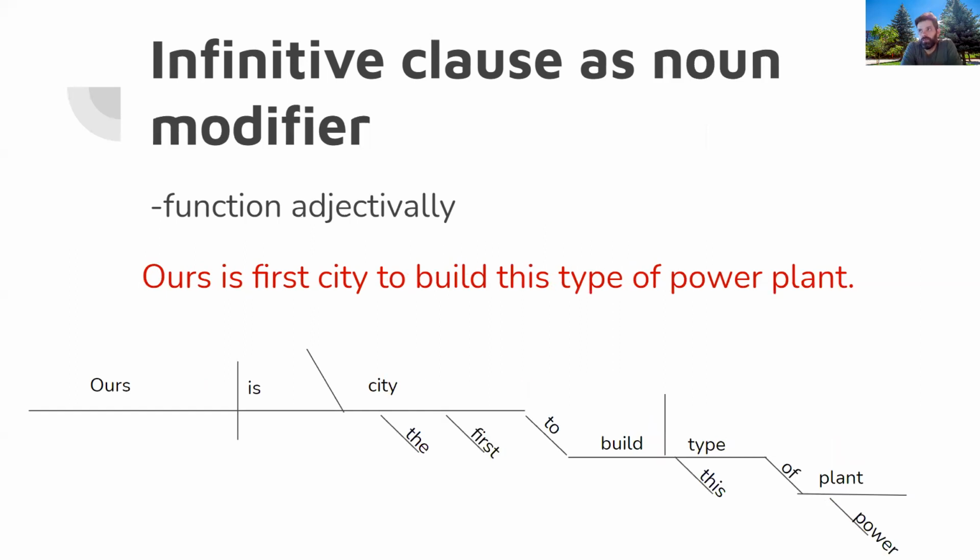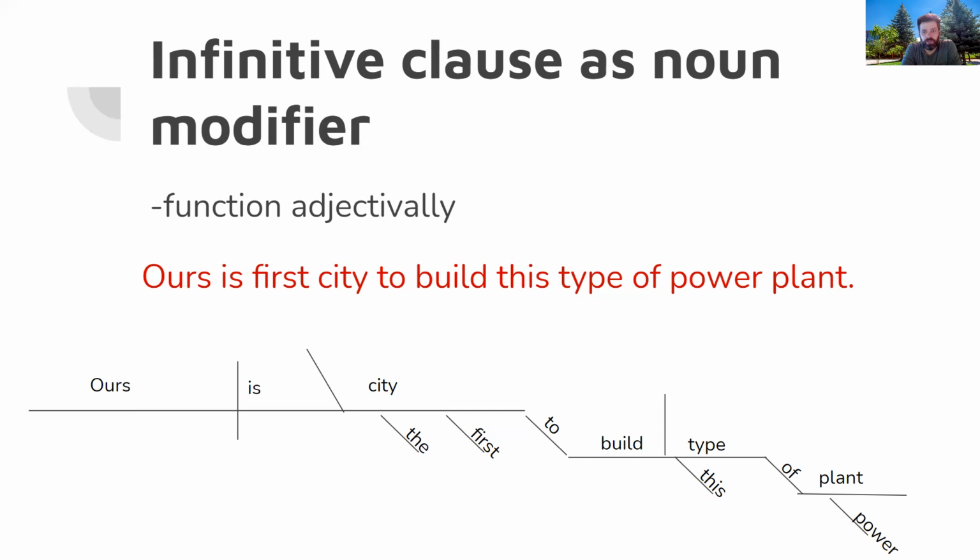Okay, now, also, these infinitive phrases can function adjectivally, which means they can describe nouns. So here's an example sentence. Ours is, it should say the first city to build this type of power plant. Okay. So we have ours is the first city, and then we have this phrase to build this type of power plant. And so that's coming off of city because it's like an adjective that's describing the city. It's a city that builds this type of power plant.